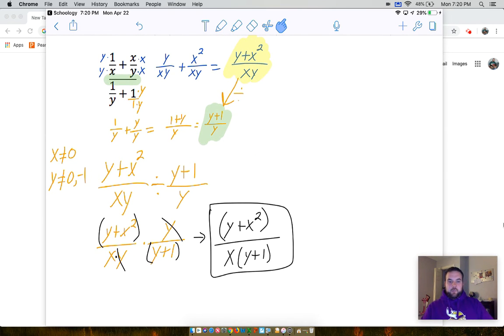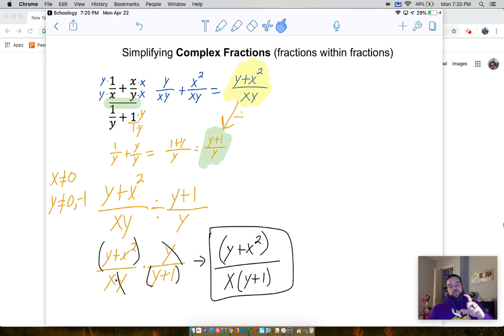So when we're doing these complex fractions, simplify the top, simplify the bottom, then we're going to talk about domain and flip the bottom fraction up to make it a multiplication problem.